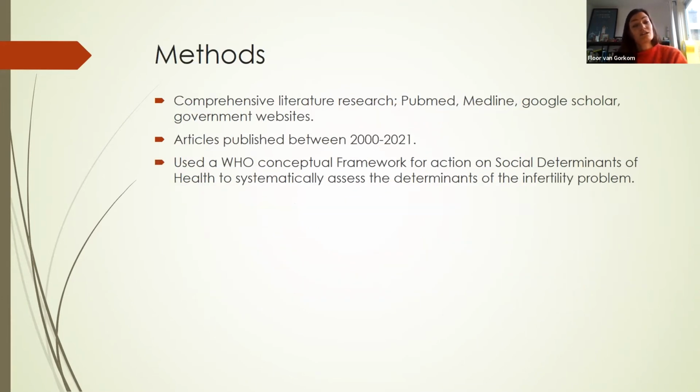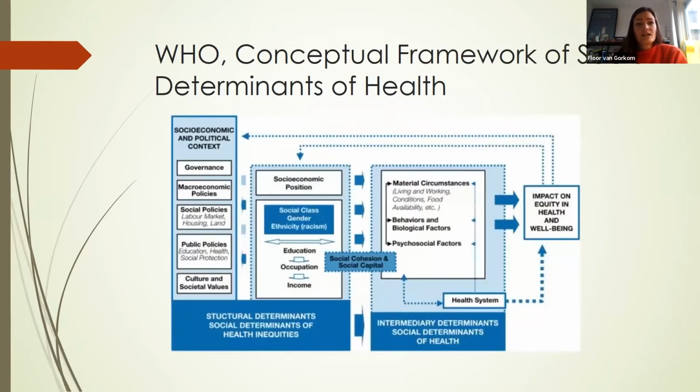What I've done is a comprehensive literature research. This is a desk study, which I did through databases such as PubMed, Medline, and Google Scholar. I looked at articles published between 2000 and 2021. And I've used a conceptual framework, which I will show you here. This conceptual framework was used to analyze all factors surrounding infertility.